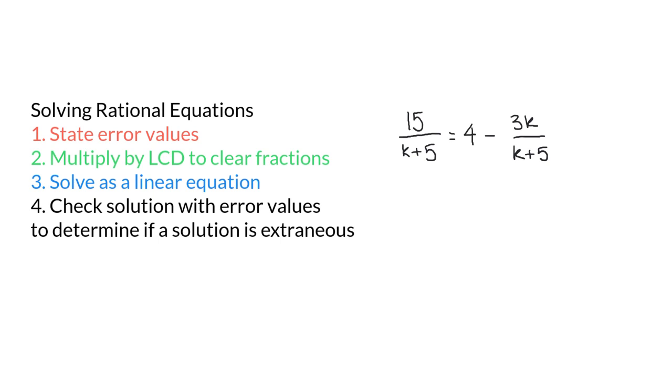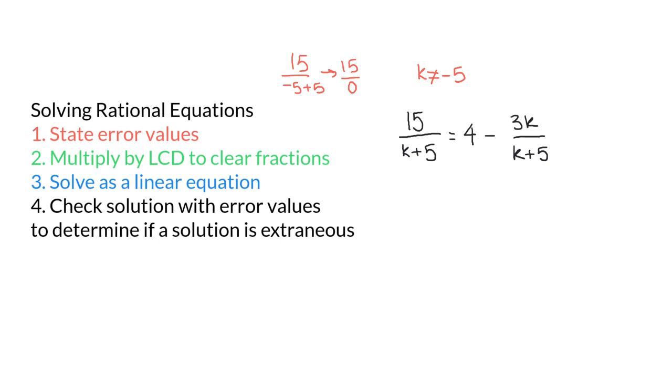For example, if we plugged in -5 for k, that would give 15 over -5 plus 5, which is 15 over 0. So that means that k equals -5 is an error value. So we'll write k cannot be -5 because it would give an undefined equation.